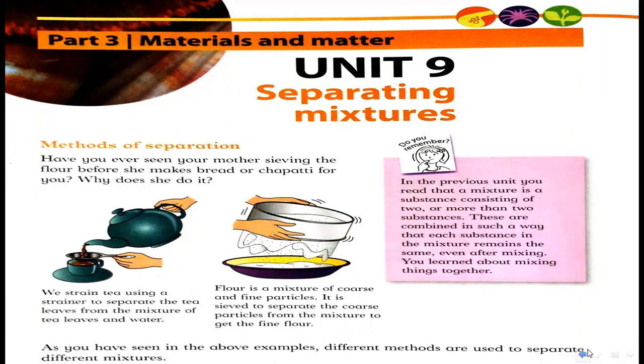Have you ever seen your mother sieving the flour before she makes bread or chapatis for you? Why does she do it? Because flour is a mixture of coarse and fine particles. It is sieved to separate the coarse particles from the mixture to get the fine flour. In the same way, we strain tea using a strainer to separate the tea leaves from the mixture of tea leaves and water. As you have seen in the above example, different methods are used to separate different mixtures.